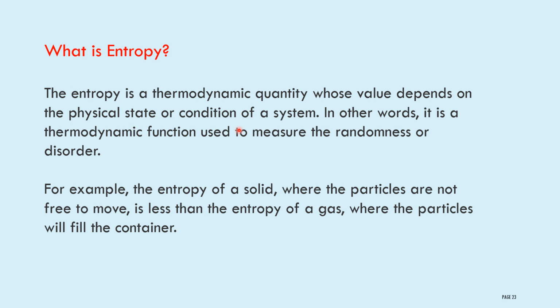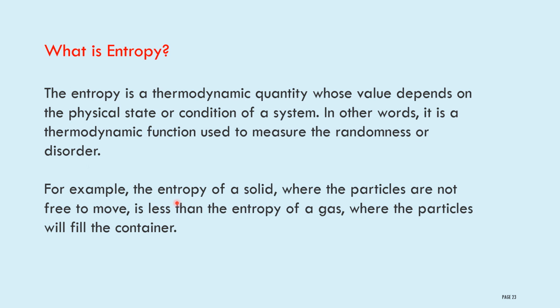Physical state of a system means whether the system is solid, liquid, or gaseous. Condition of a system means, in that state, how the particles are arranged. In other words, entropy is a thermodynamic function used to measure the randomness or disorder.